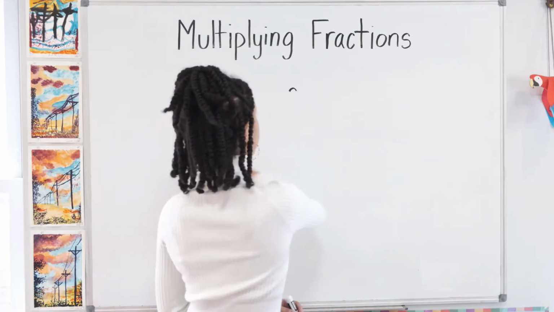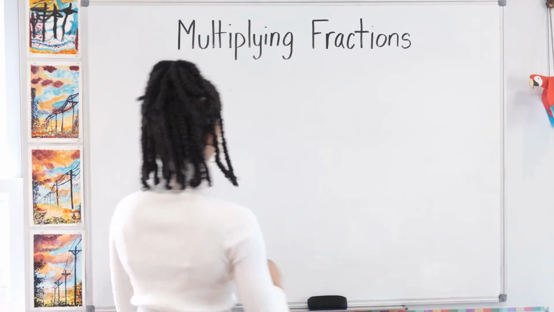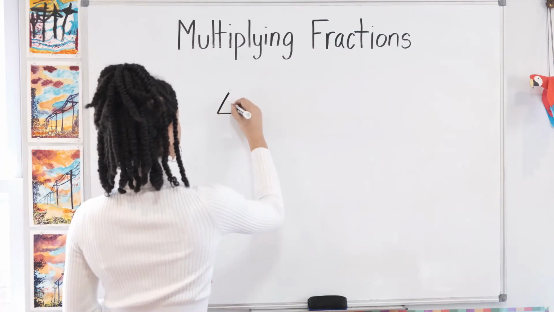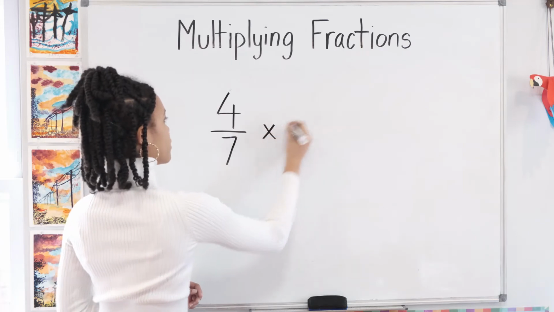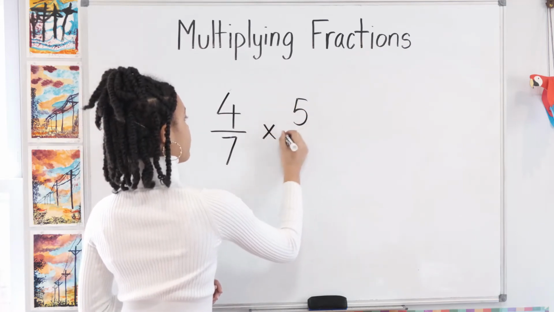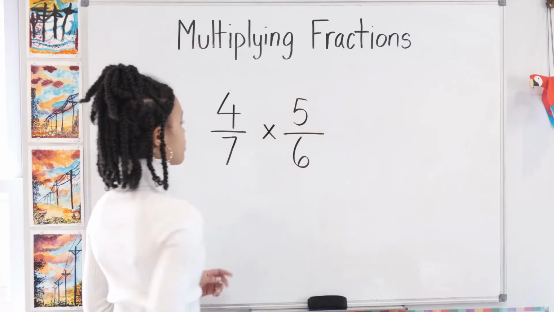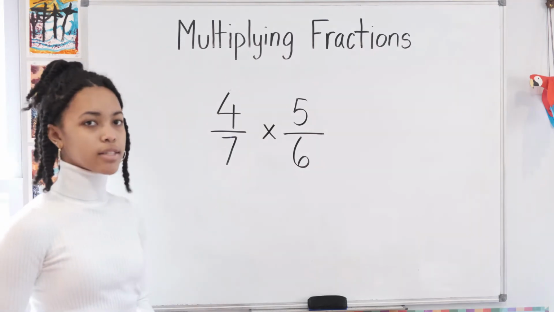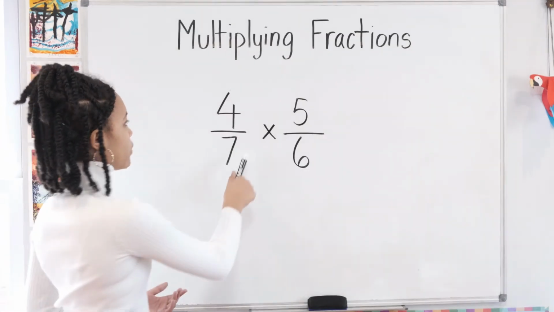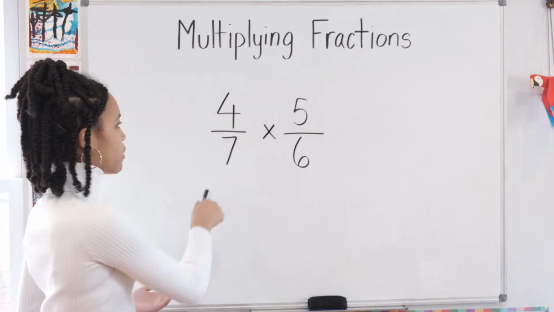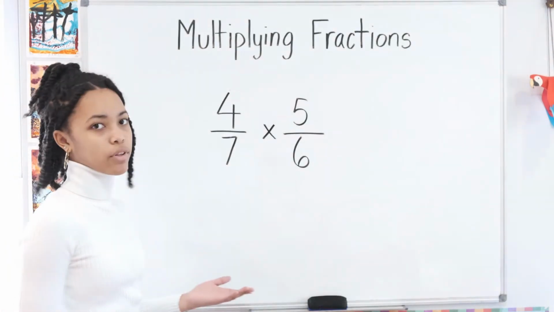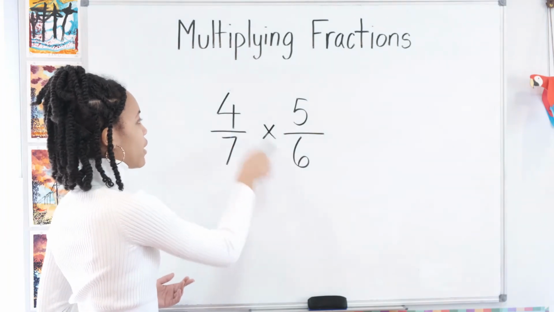We have 4/7 times 5/6. Let's use cross cancellation again. We look at the 7 and 5, and there isn't a number that can go into both of those numbers evenly. And remember, we're looking at this equation as if it were an X.